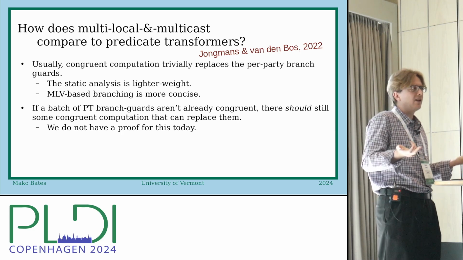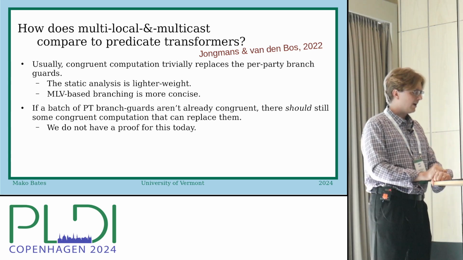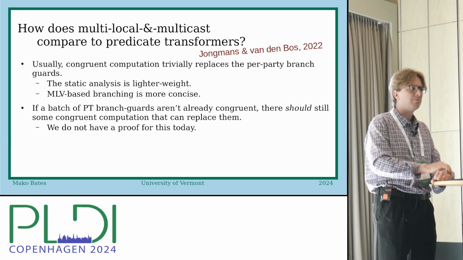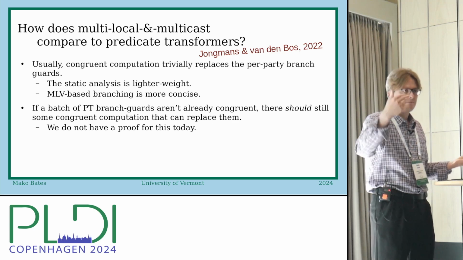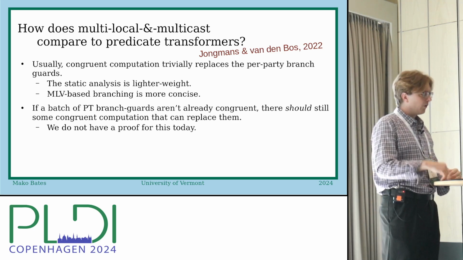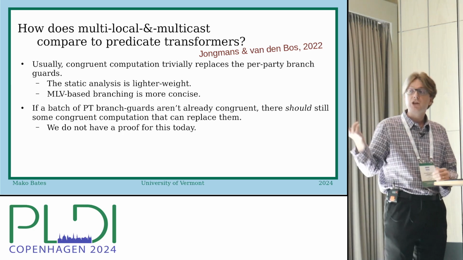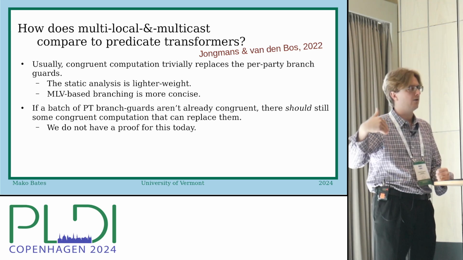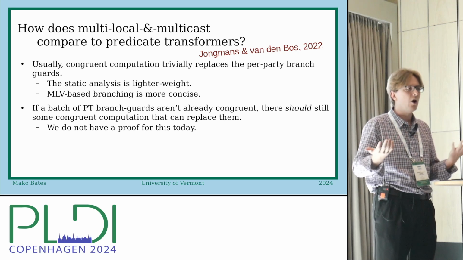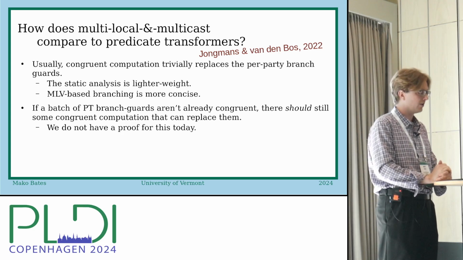And then the static analysis of klsmall is much more lightweight than the predicate transformer system. And you don't have to write things out for each party. There will be cases where the expressions aren't already congruent. I'm pretty sure, I haven't written out a proof yet, but I'm pretty sure there will always be a foundation of shared knowledge from which you can build a congruent expression to replace the per-party guards.